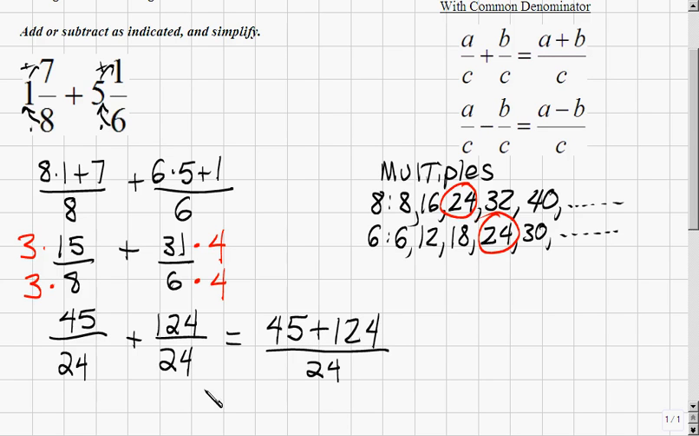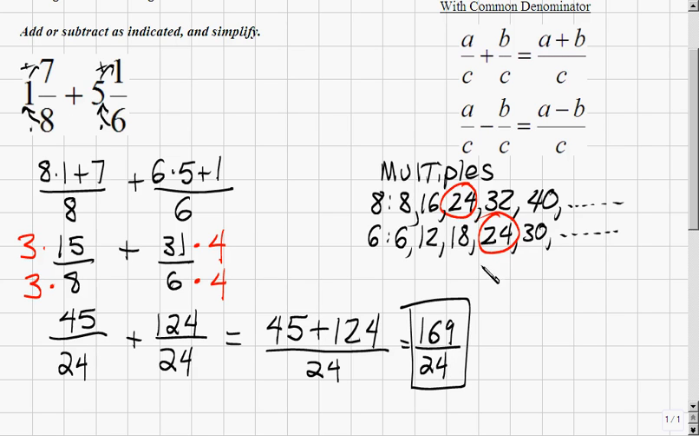Now we can add the numerators. So 45 plus 124 becomes 169 over 24. If the directions told us to write the answer as an improper fraction, we're done. 169/24 is the answer. However, since our problem started off as a mixed number, maybe we should write our answer as a mixed number.